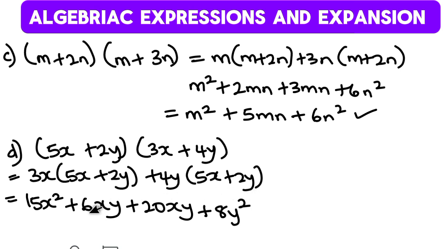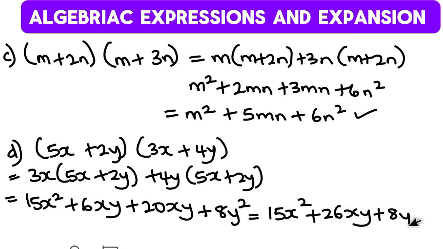So now we have this. We have to add this together. This will now be equal to 15x squared plus 6xy plus 20xy is 26xy. 6 plus 20 is 26. So this is plus 26xy plus 8y squared. And that's our answer.